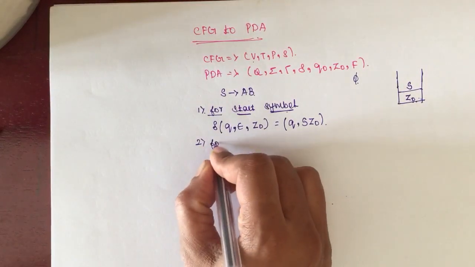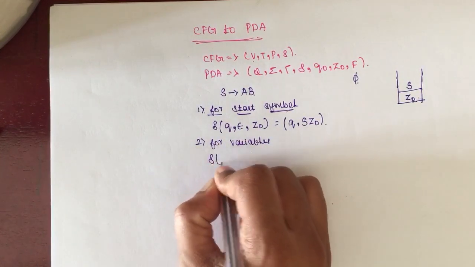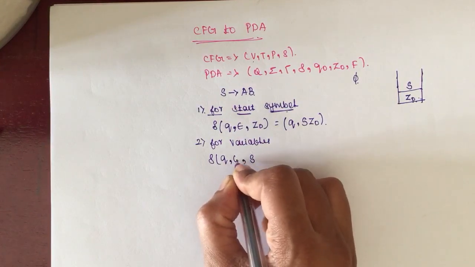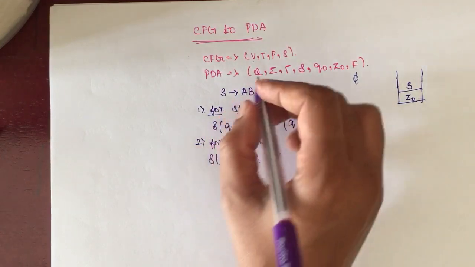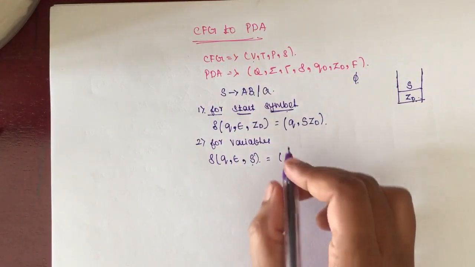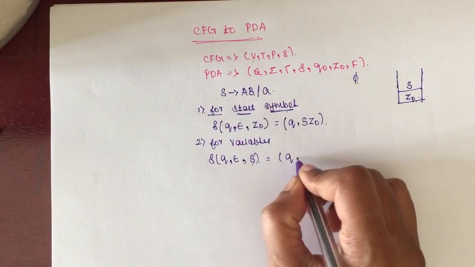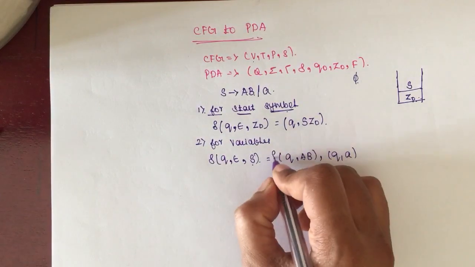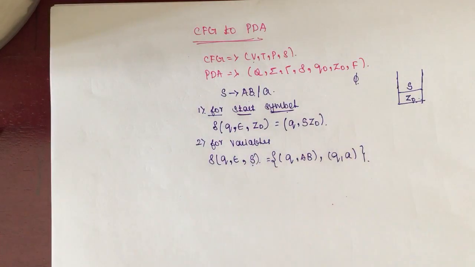So for variables, how are we supposed to write the transition function? You are in some state q. Since your stack top element is S, you cannot use any input element here. We are supposed to replace it. For example, S gives AB and A. Then I have two options for S if you want to replace it: one is (q, AB) and another one is (q, A). I am showing the two options if it is a variable.